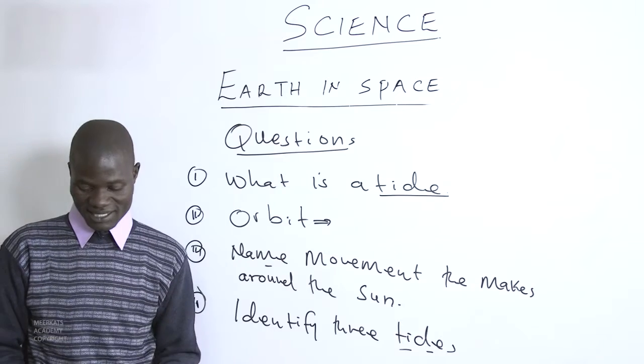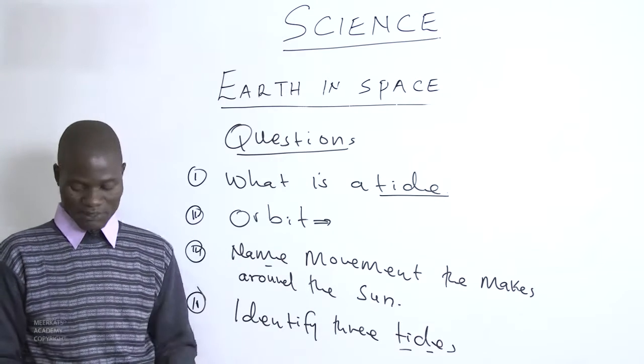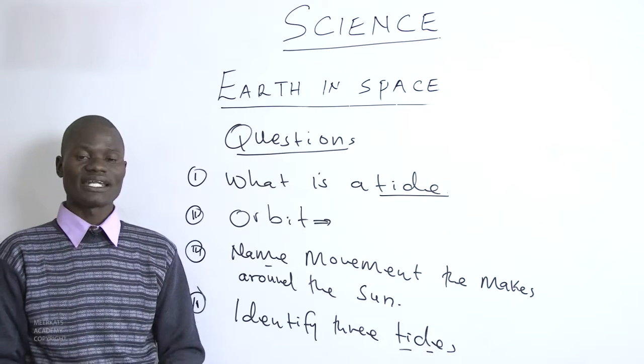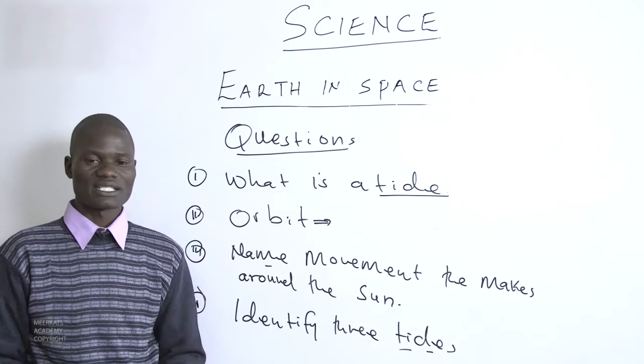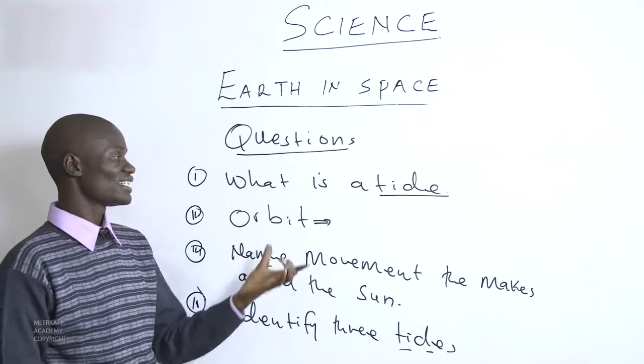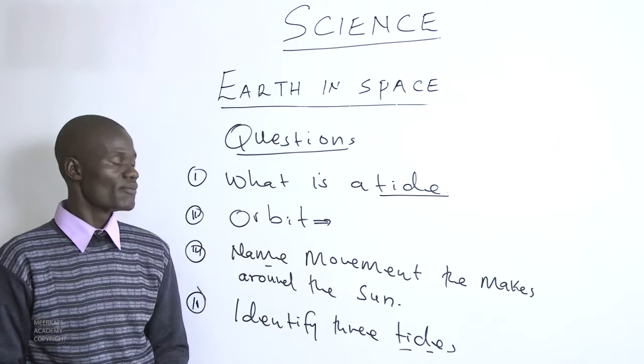Therefore, what is a tide? A tide, we have learned, is a periodic rise and fall of the water level in water bodies. It can be in the ocean or also in the sea. That is simply what the tide means.